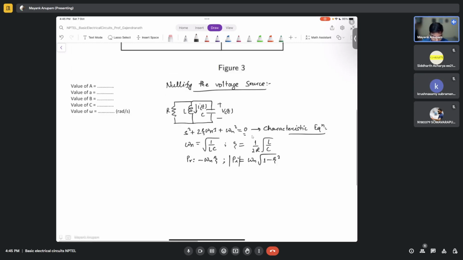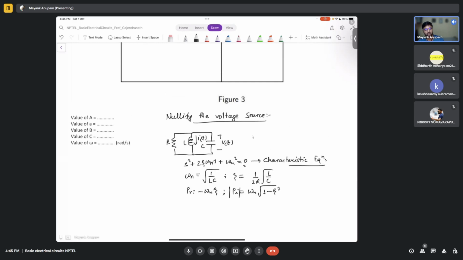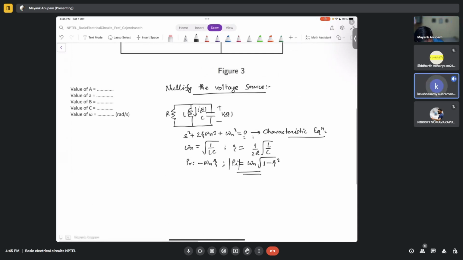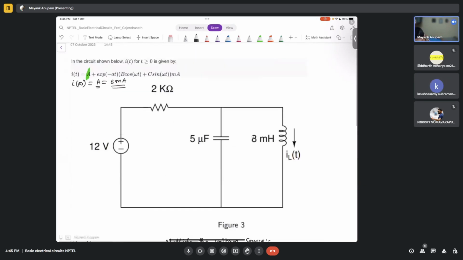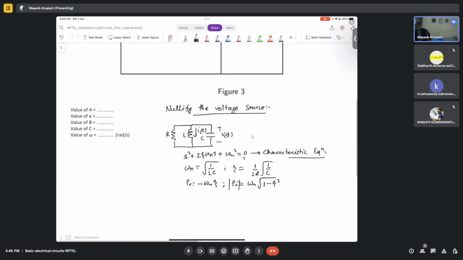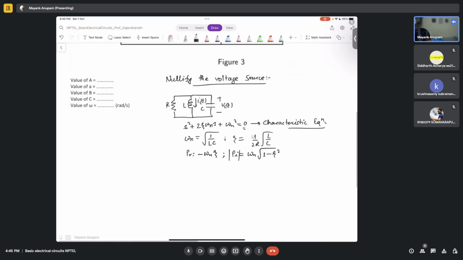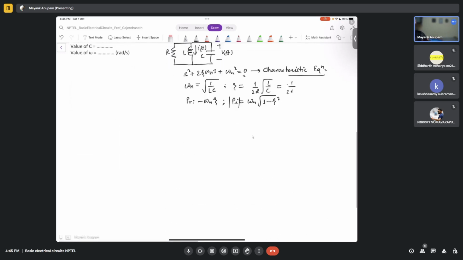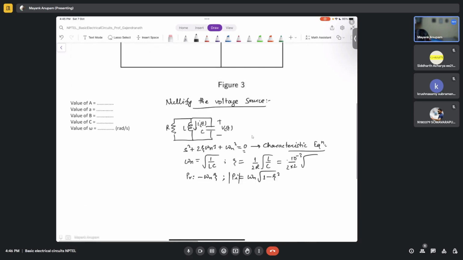By the way, I simply assumed here that zeta is less than 1. Is that indeed true? They have given the expression here, but you should always verify this. So let's see whether zeta is indeed less than 1 or not. What is the formula for zeta? This is 1 over 2R root over L by C, right? So let's see, what is 2 into R? 2 kilo ohms, so it's 10 to the power minus 3 here, right? And L is what? L is 8 millihenry.